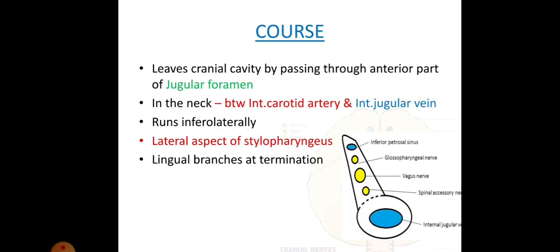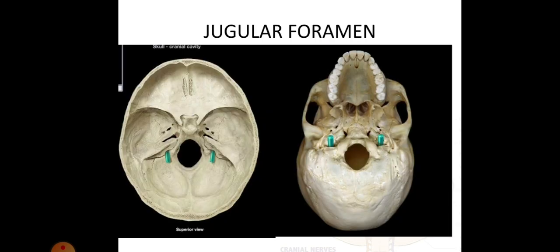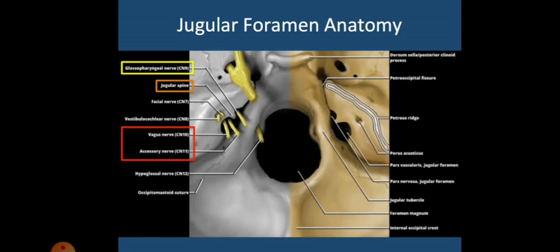What is the course? It leaves the cranial cavity by passing through the anterior part of the jugular foramen. So here is the picture of the interior of the skull and base of the skull. You can see in green the structure passing through the jugular foramen, on either side of the foramen magnum. Along with the glossopharyngeal nerve, the vagus nerve and accessory nerve also pass through the jugular foramen, but the glossopharyngeal nerve passes through the anterior part of the jugular foramen.